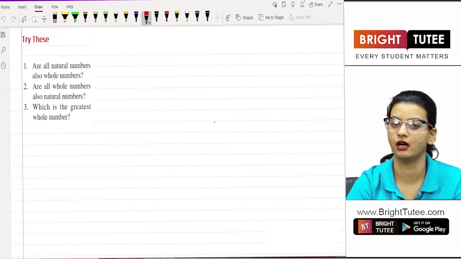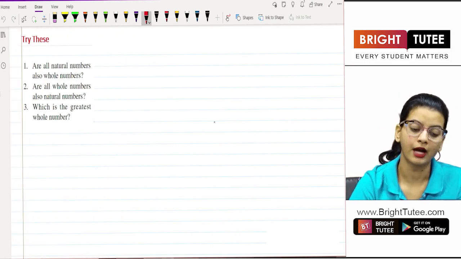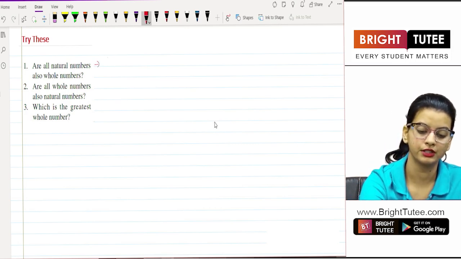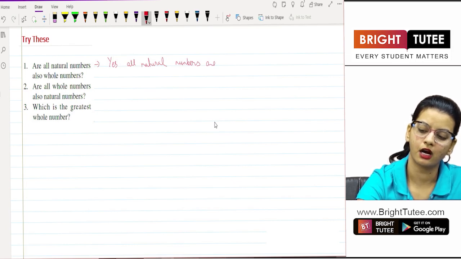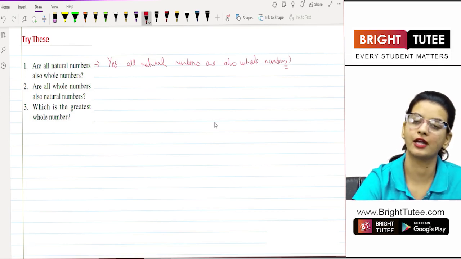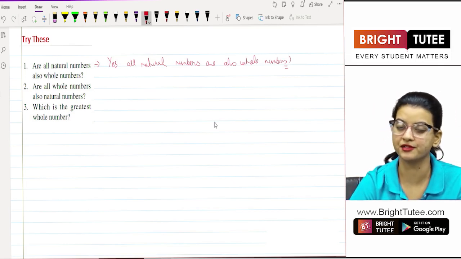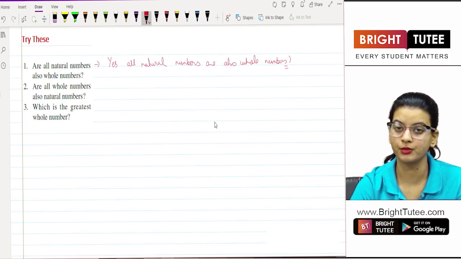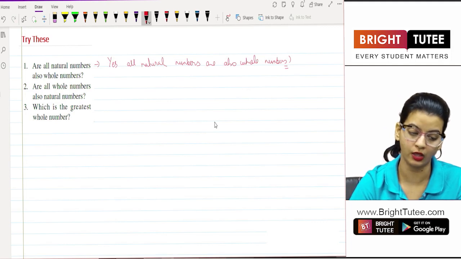Before that, let's answer some more questions. Are all natural numbers also whole numbers? So yes, all natural numbers are also whole numbers. All natural numbers are also whole numbers. Why? Because we know what whole numbers are: the whole collection of natural numbers plus 0 forms the whole numbers.